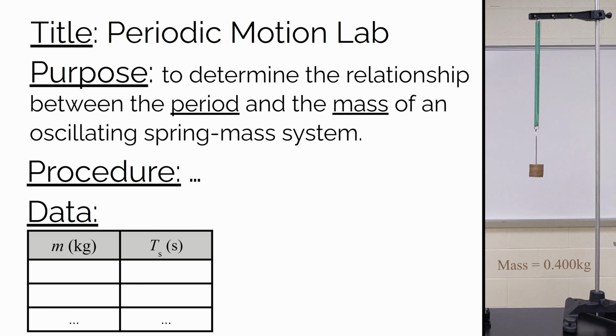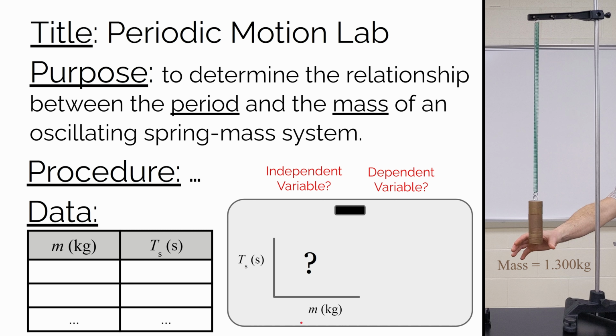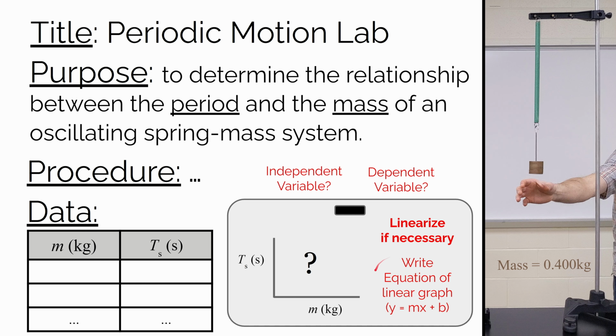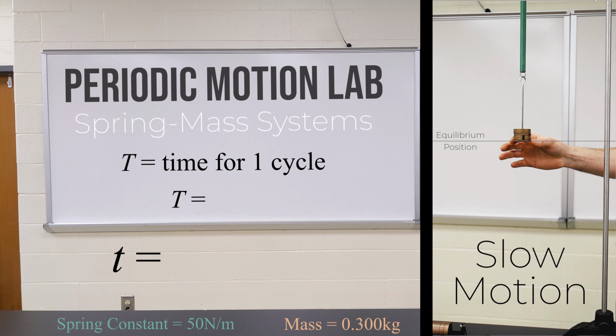Once we get that data, we can find out how it's related by making a graph. We're going to put our independent variable, the mass, on the x-axis, and the measured period, the time for one complete cycle, on the y-axis, to find out graphically how those two things are related. Once we find out what the graph looks like, if it's not linear, we can linearize it to make it look like a linear relationship. And then either the original graph or the linearized one, we can get our equation for how period and mass are related from that. So let's talk about data collection.